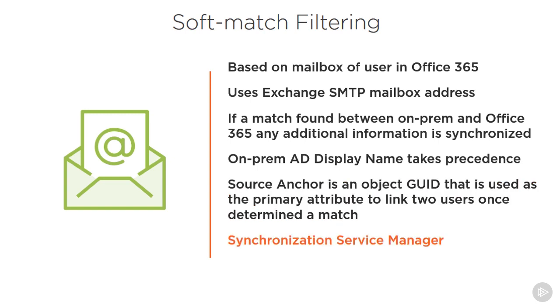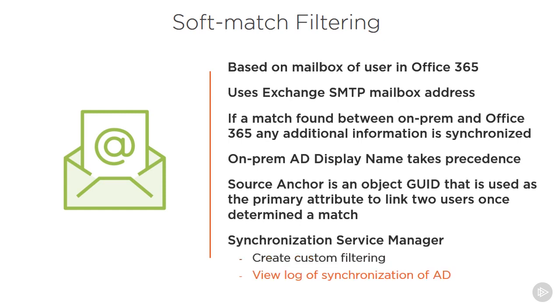Now, we have a tool that we can use to manage the synchronization process. It's called the Synchronization Service Manager. This is where I can go in and create custom filtering, and this is where I can keep an eye peeled on the synchronization between Active Directory and Office 365, because there are logs in there that I can view, and by viewing these logs, I can determine if there's any issues with the synchronization.